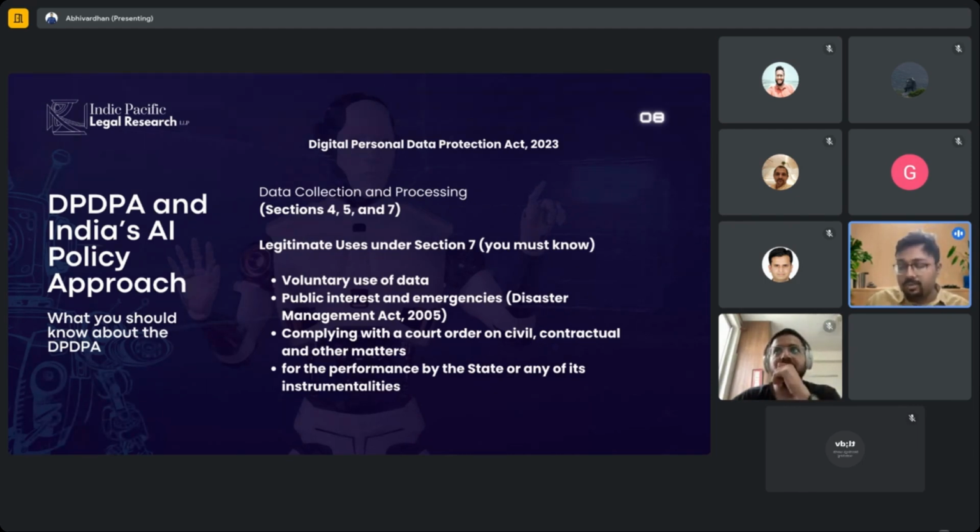Then, for example, it's a contractual matter where a court order says that yes, you can do this as a legitimate use, you can process data. A court order permits you to do that. Maybe in the case of a government PSU, or maybe in the case of a private sector company, which depends. Or a PPP model, depends how it is standing in a civil court, or a high court, or a Supreme Court. Yes, complying with the court order also means you can process data. And the last one is for the performance by the state or any of its instrumentalities.